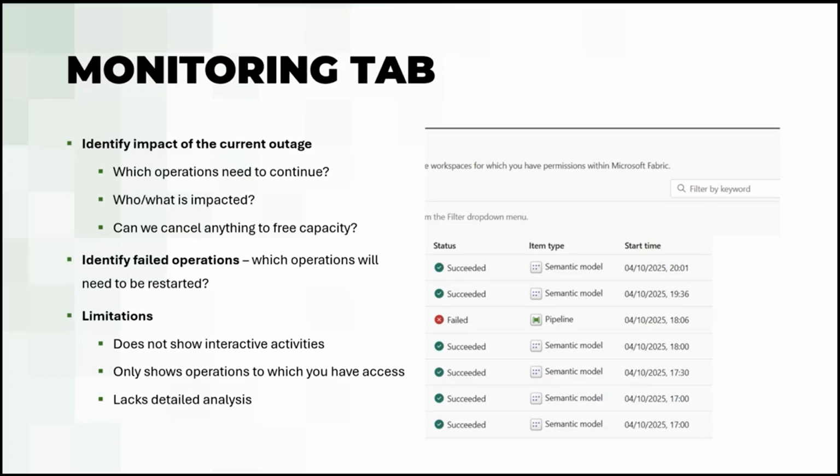The monitoring tab tells us what is happening at the current time. So we can identify the impact of the current outage, which operation needs to continue, who or what is impacted, and can we cancel anything to free up the capacity. Importantly, here we can identify the failed operations, so figure out what needs to be reinforced.